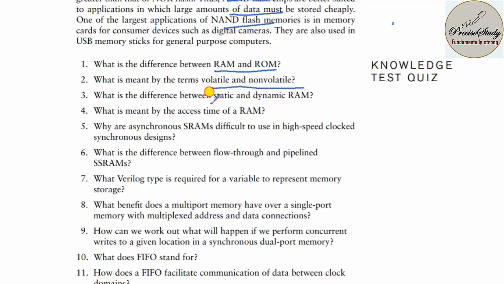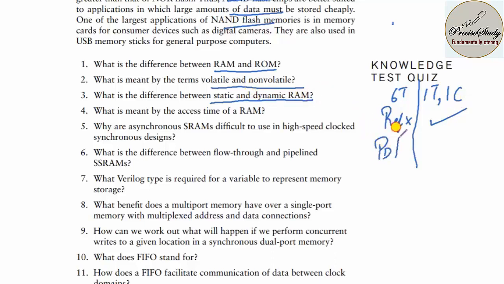What is the difference between static RAM and dynamic RAM? In the case of static RAM, you are going to make use of 6 transistors in order to store 1 bit of information. But in the case of dynamic RAM, you are going to make use of 1 transistor and 1 capacitor. In the case of static RAM, periodic refreshing is not required, but in the case of dynamic RAM, periodic refreshing is required. One more disadvantage of static RAM is that power dissipation is more when compared to dynamic RAM.